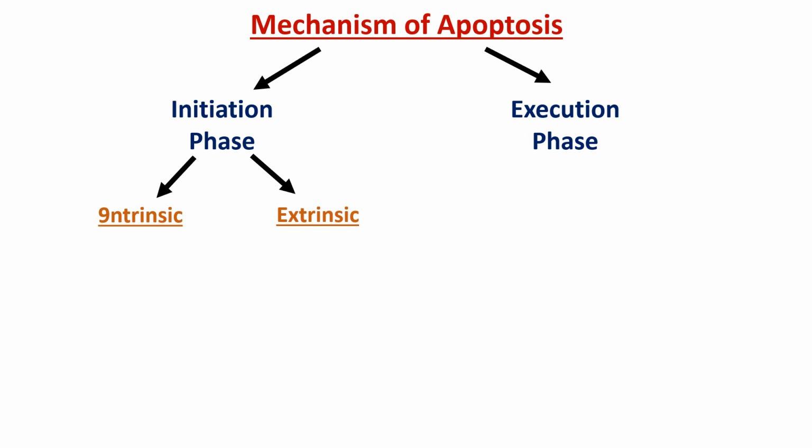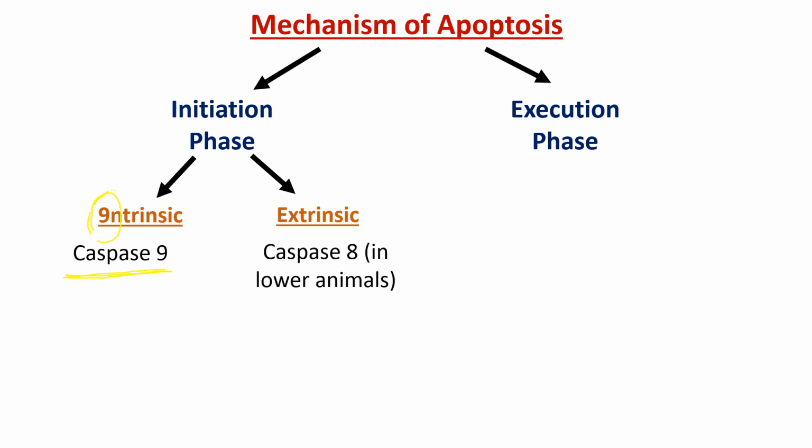And as you can see, I have written intrinsic with a number 9 over here. What does it signify? That caspase 9 is going to function in the intrinsic pathway. That's how you can remember it: intrinsic has caspase 9. And in extrinsic we have caspase 8 in lower animals and caspase 10 in humans.